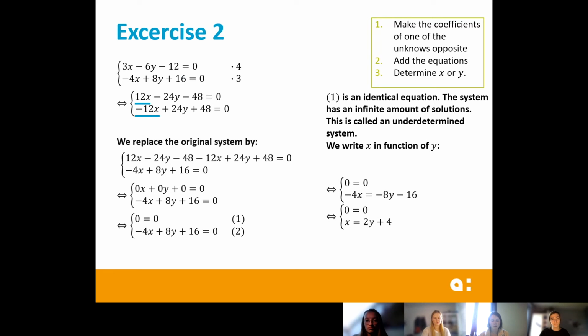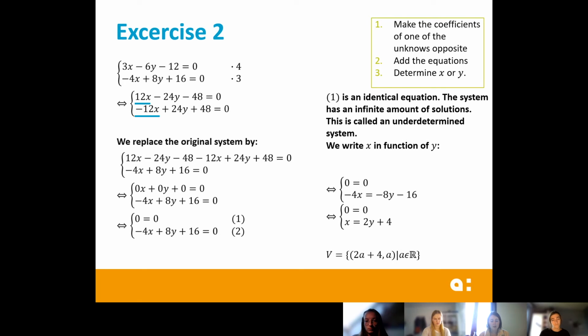To formulate the solution set, we write x in function of y. The unknown y could be every real number. We represent y by the parameter a, so a represents every real number. So the first entry of the ordered pair is 2a plus 4, and the second entry is a. This is the solution if we write x in function of y.